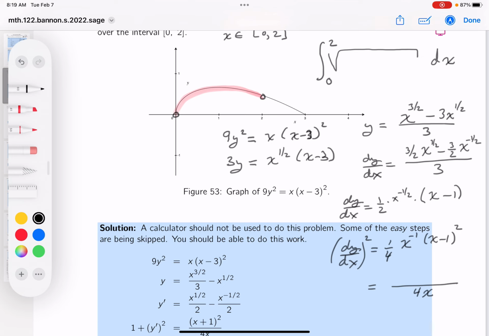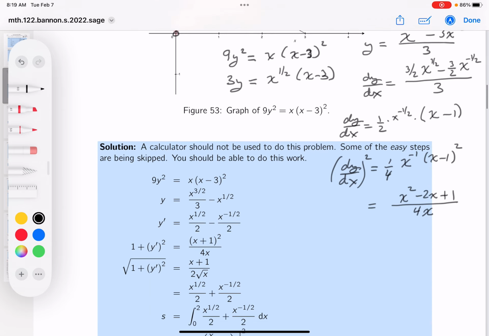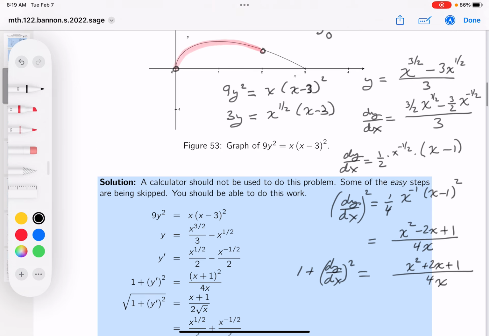And then on the top you get x squared minus 2x plus 1. Now, yeah, it's a lot of work though, isn't it? I have to do this now: 1 plus dy/dx squared. Now, it doesn't look that bad to do. It's going to be 4x. 1 is 4x over 4x, by the way. So you get x squared plus 2x plus 1. All right, let me write that down for you.